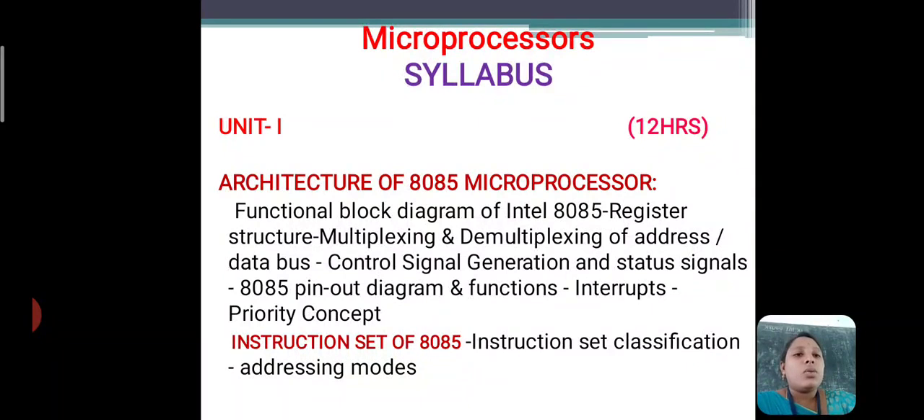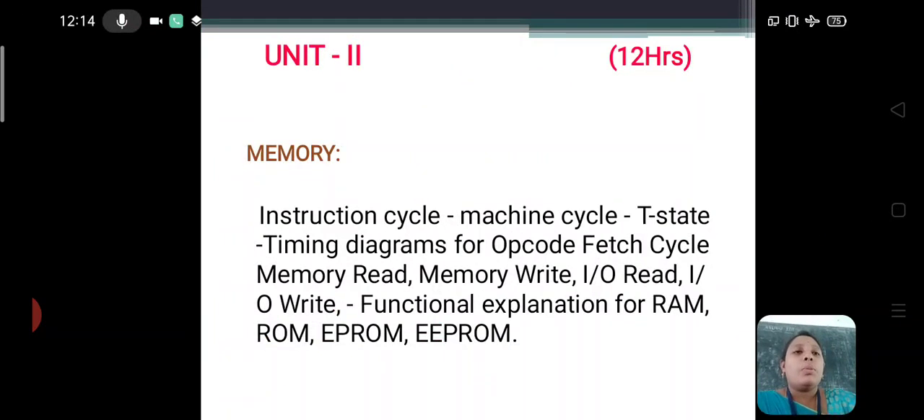Next, addressing modes. To perform any operation, we have to give some instructions to the microprocessor, which is in addressing form. The various addressing modes present in the 8085 microprocessor, all are learned in this Unit 1, architecture of 8085 microprocessor. Next, Unit 2, memory.